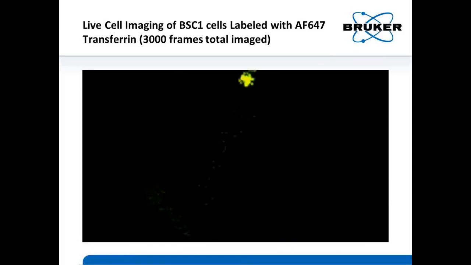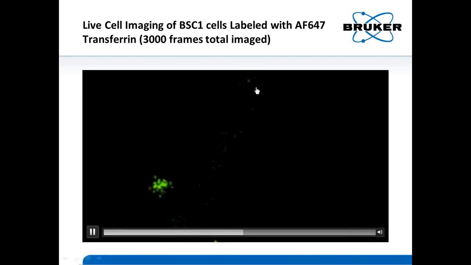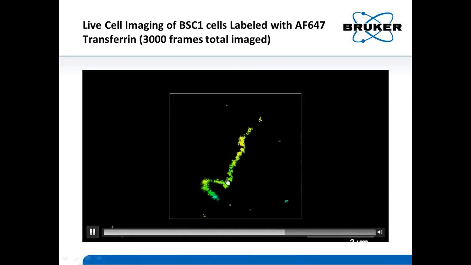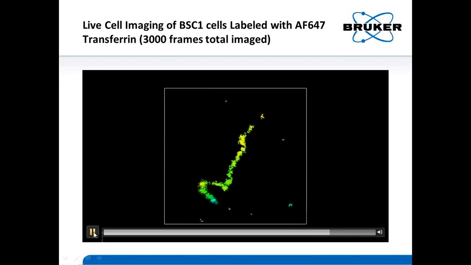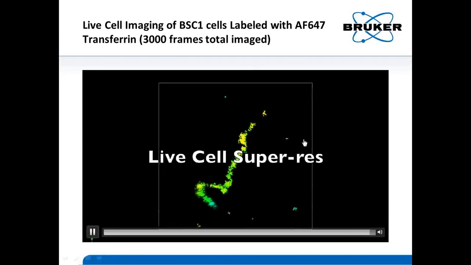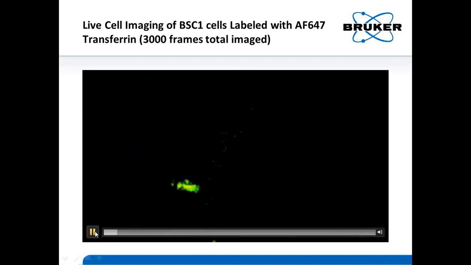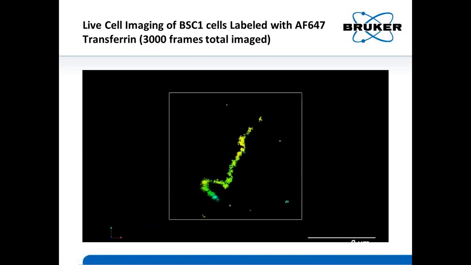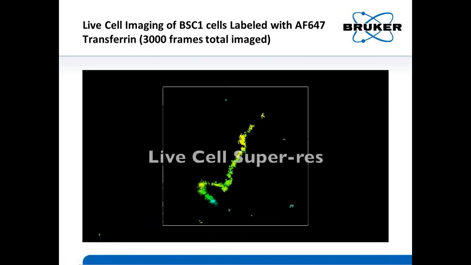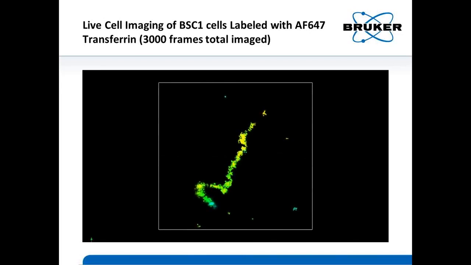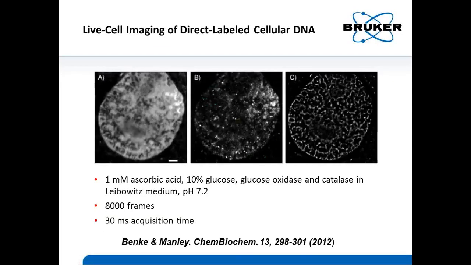So depending on the temperature, you can image faster or slower. I just wanted to give you an example of transferrin clusters moving along the length of the cell here. So here, we only imaged about 3,000 frames, and then you can see the clusters moving along. In this case, I also used switching buffer in order to be able to capture the trajectory of this particular Alexa 647 transferrin molecule.